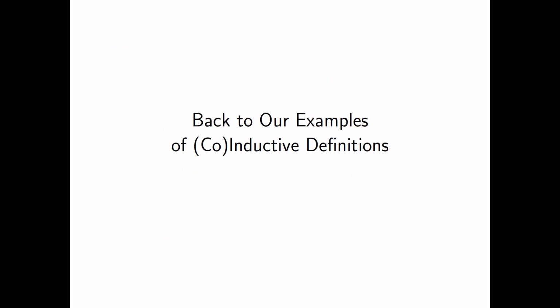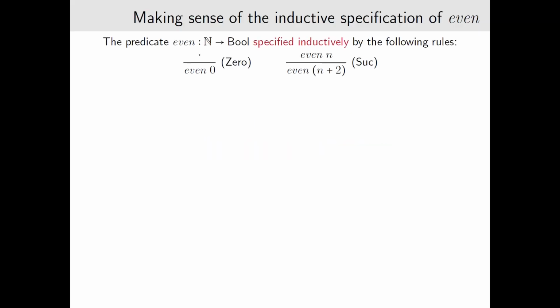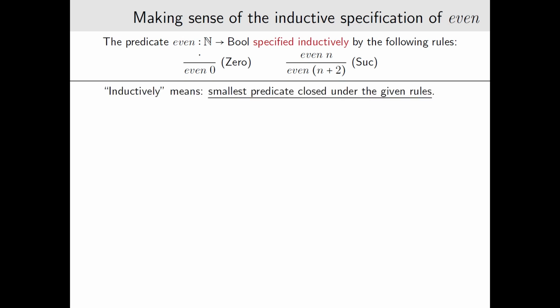Okay, so armed with this abstract nonsense, let's go back to the examples, the even number example. So we have this even, which is defined by two rules. It's a predicate on natural numbers. And inductively means that it's the smallest predicate closed under the given rules. So you see here we have the smallest and closed under.